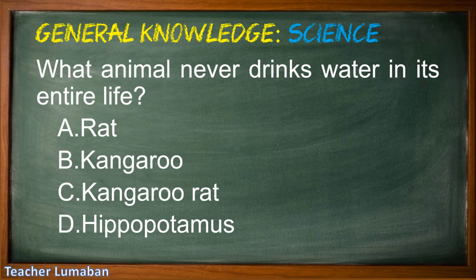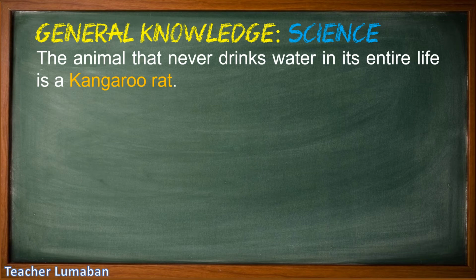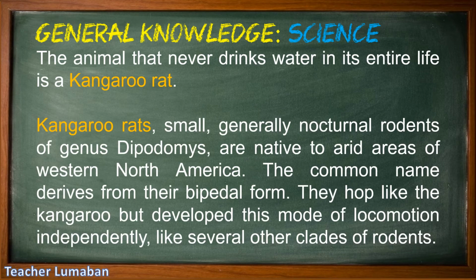The suitable answer is letter C, kangaroo rat. The animal that never drinks water in its entire life is a kangaroo rat. Kangaroo rats, small, generally nocturnal rodents of genus Dipodomus, are native to arid areas of western North America. The common name derives from their bipedal form. They hop like the kangaroo but developed this mode of locomotion independently, like several other clades of rodents.